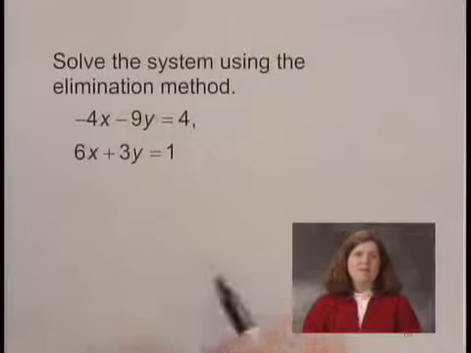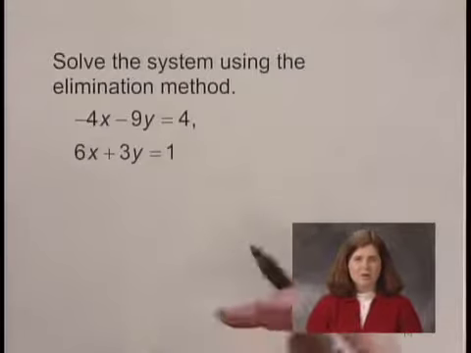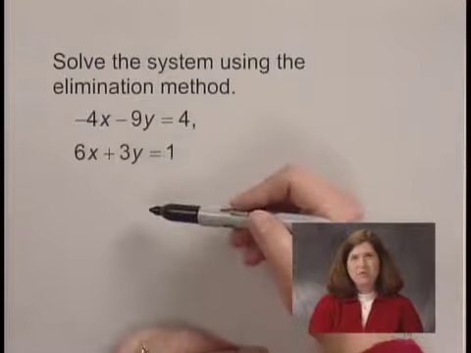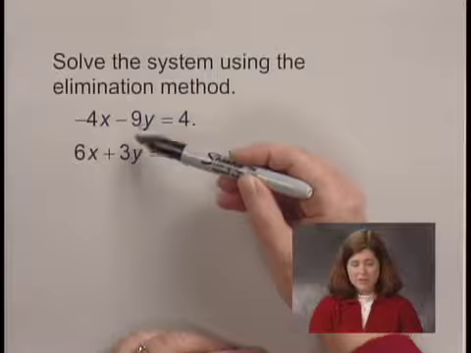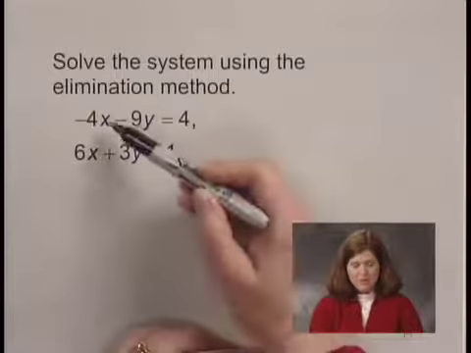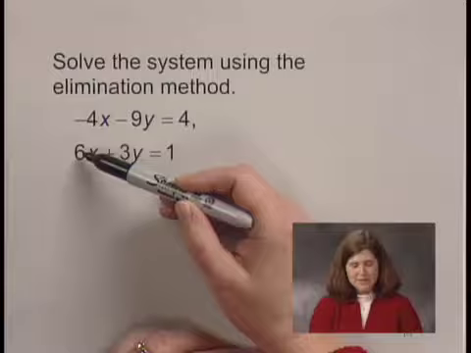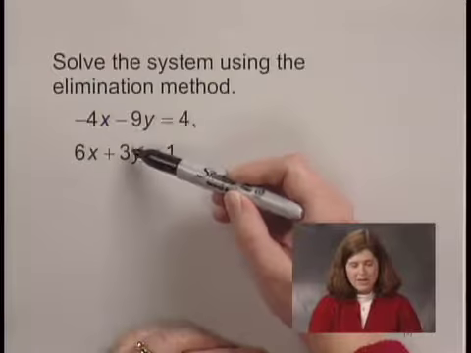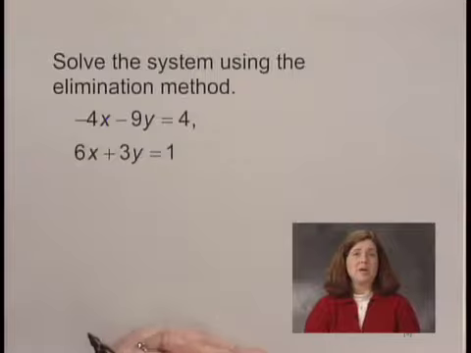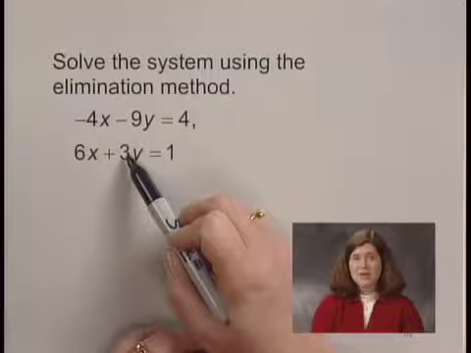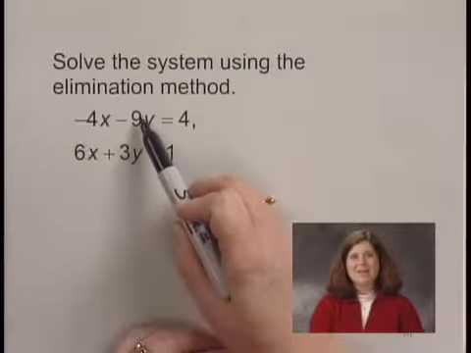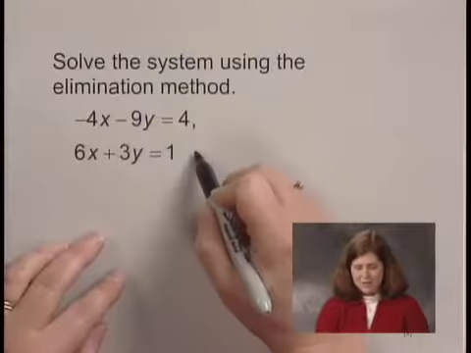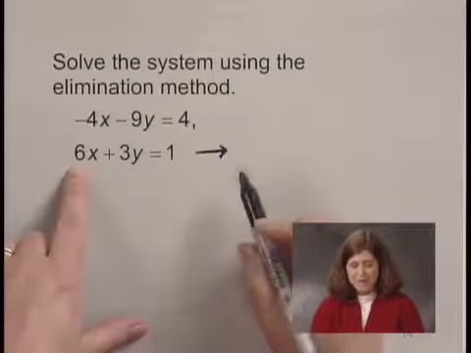To use the elimination method, we need to find a variable, x or y, so that the coefficient in one equation is the opposite of the coefficient in the other. The coefficients of x are negative 4 and 6. The coefficients of y are negative 9 and 3. At this point, neither of them are opposites. However, I notice that 3, if I multiplied it by 3, I would have 9, which is the opposite of negative 9. So I am going to multiply this second equation by 3.